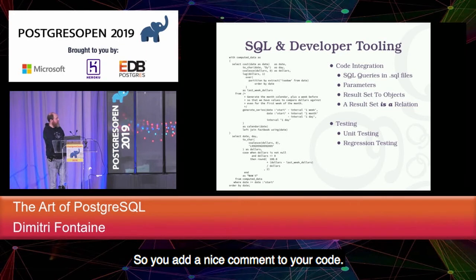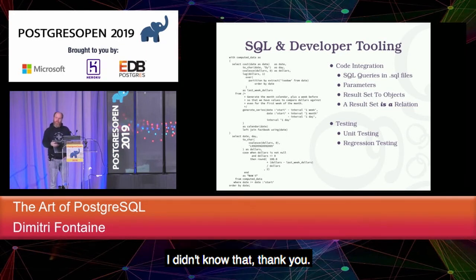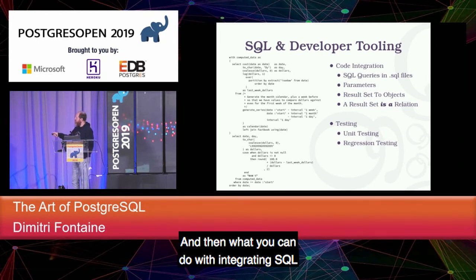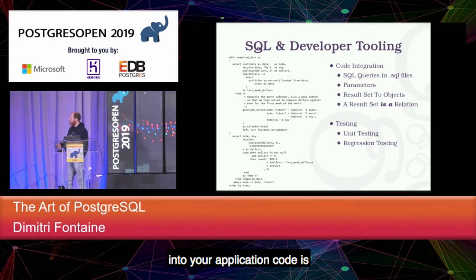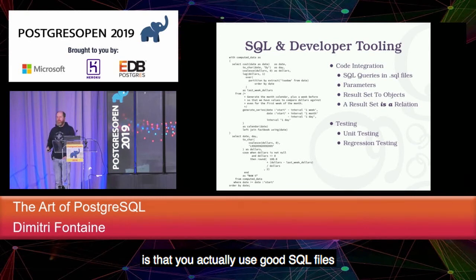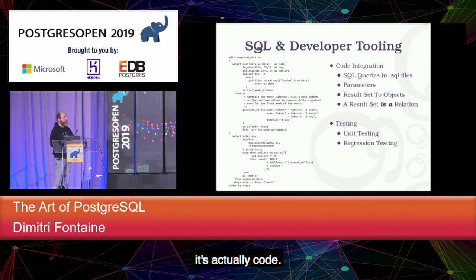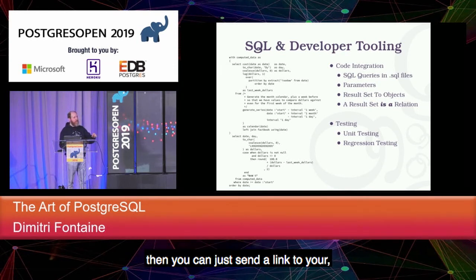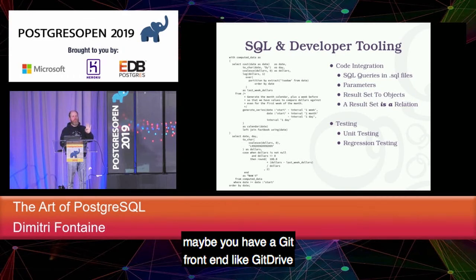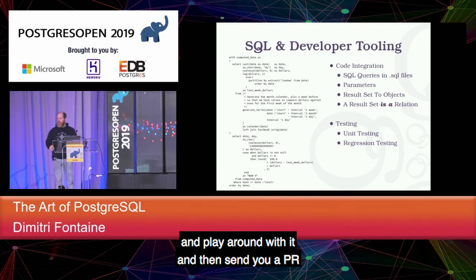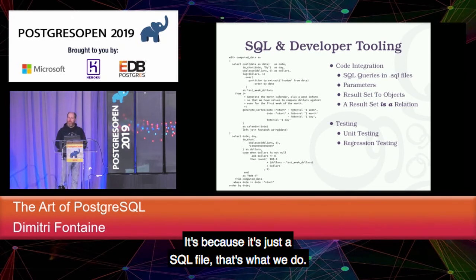Please do it in Python or anything. So you add a nice comment for your colleague, and he's going to be like, oh, that's very nice. I didn't know that. Thank you. So, comments, of course. And then, to integrate SQL into your application code, the best way I found is to use .sql files, because then you have syntax highlighting. It's actually code. The day you have a problem in production with your queries, you can just send a link, maybe you have a Git front end like GitLab or GitHub, to the DBA, who is going to copy-paste the query, play around with it, and then send you a PR that fixes the query. Because it's just a SQL file. That's what we do, right?